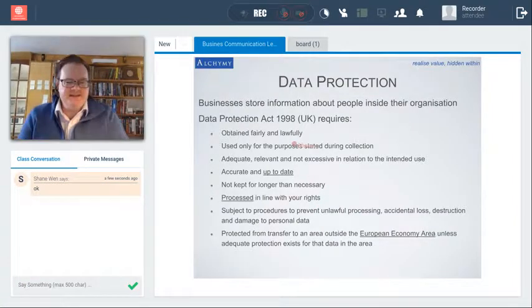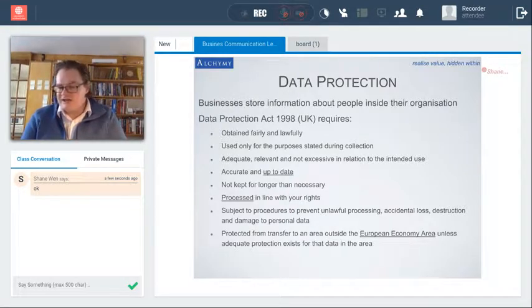So the first element of this is data protection. The data protection, and we're having great fun with data protection, particularly in Europe at the moment. The bottom line is, as I said, businesses store information about people inside their organization. And we've talked about some of those elements of information.